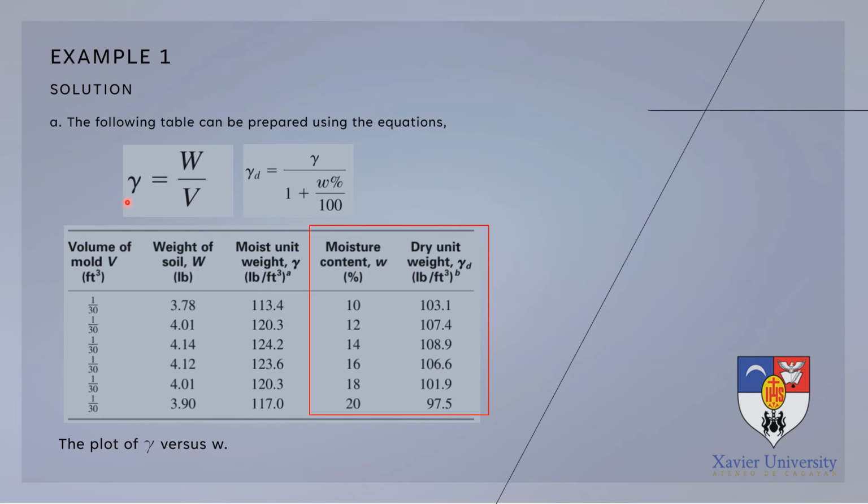So we will be using this formula from the previous discussion. We have the gamma wet, or just gamma, which is equal to the weight over volume, and our gamma dry is equal to our gamma wet over 1 plus moisture content.